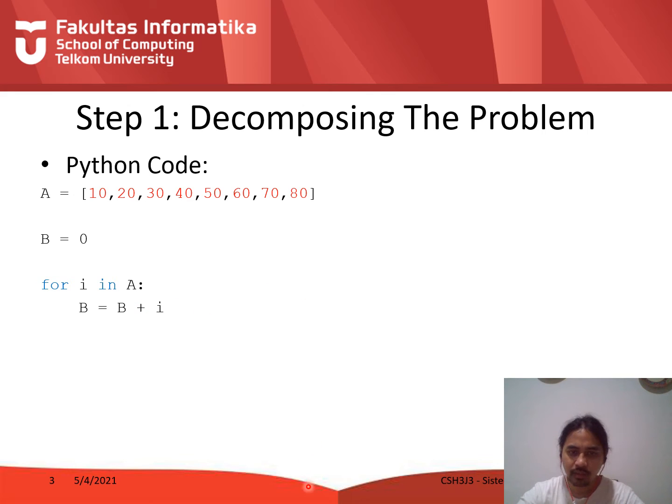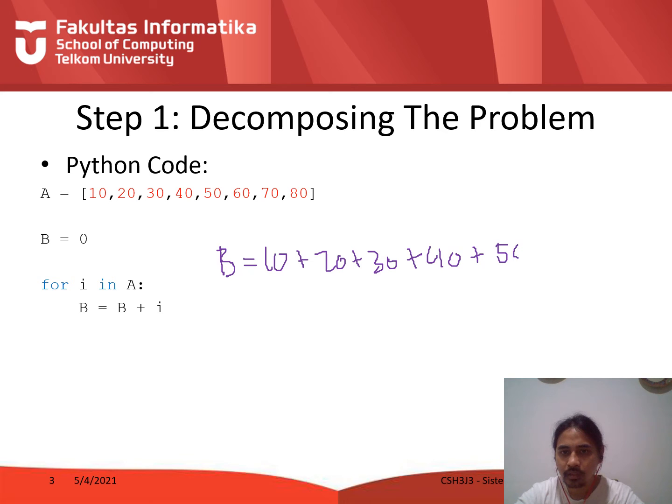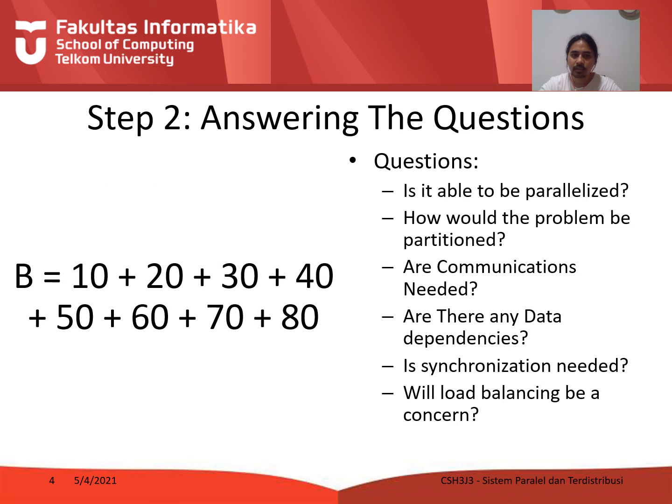So basically the code means the final result will be in B, so B equals 10 plus 20 plus 30 plus 40 plus 50 plus 60 plus 70 plus 80. And now we want to ask, is this able to be parallelized? So this is the operation, and now we want to answer the question.